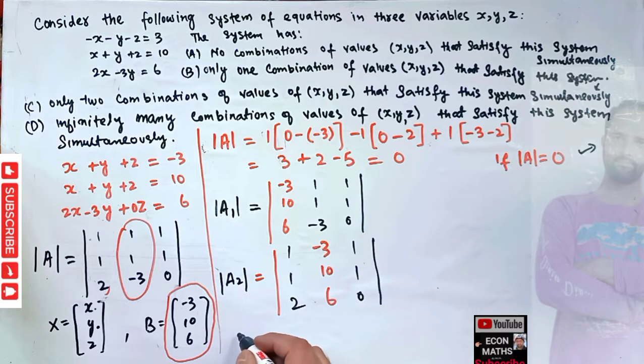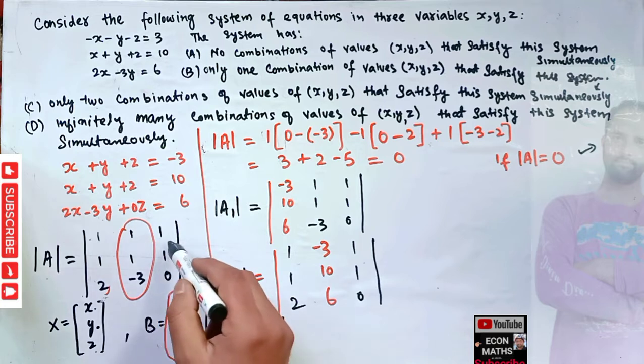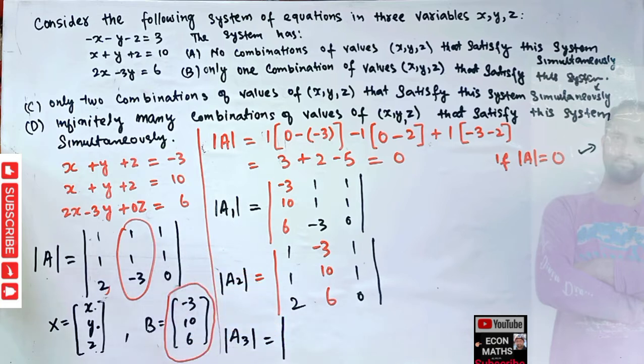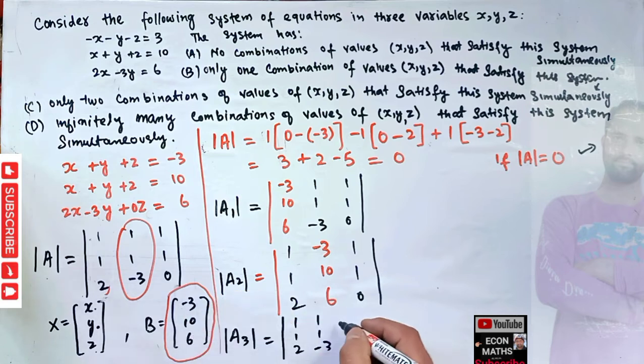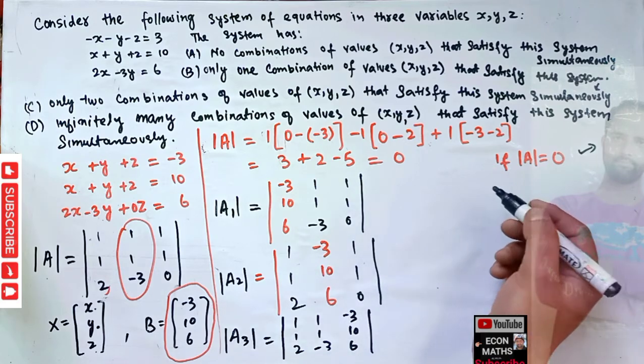Similarly, to find the value of z, we form a new matrix a3 in such a way that in this case we replace the third column with the vector of constant terms. So our new matrix will be 1 1 2, 1 1 -3. In place of this 1 1 0 we write -3, 10, 6.